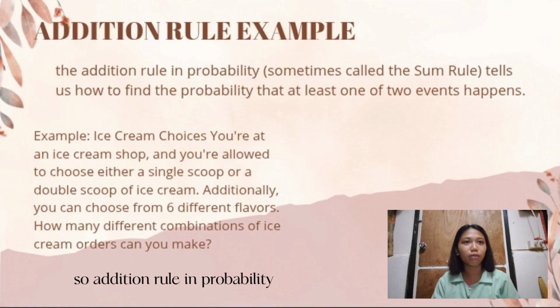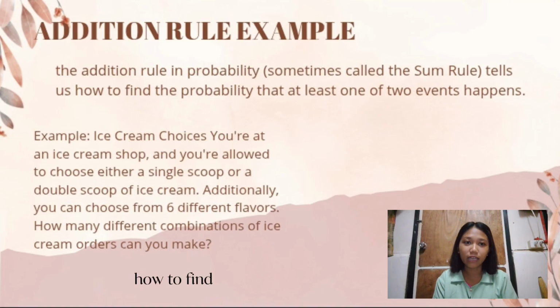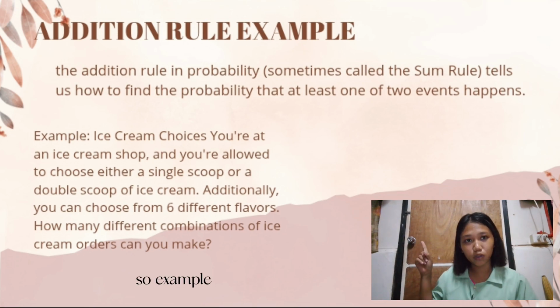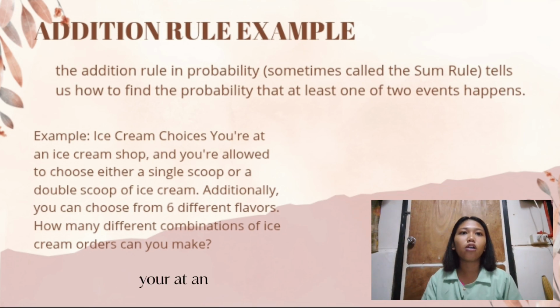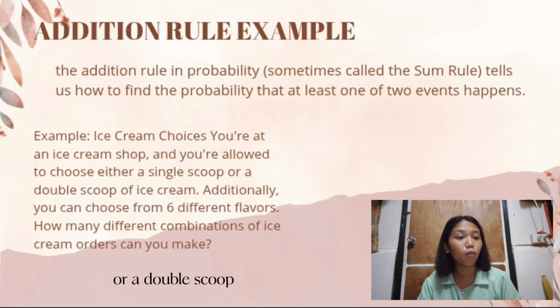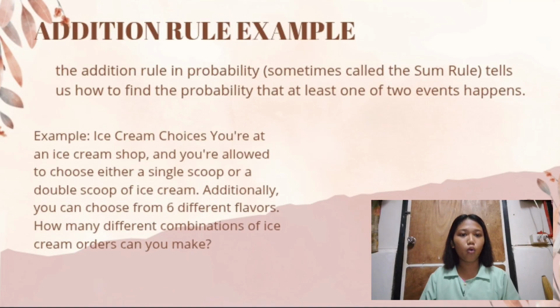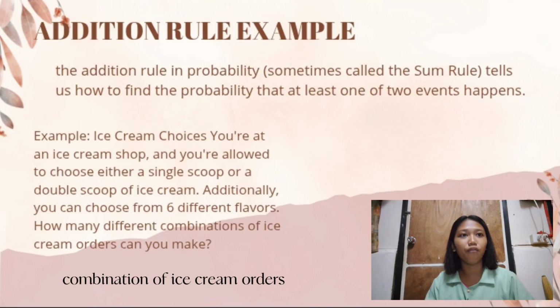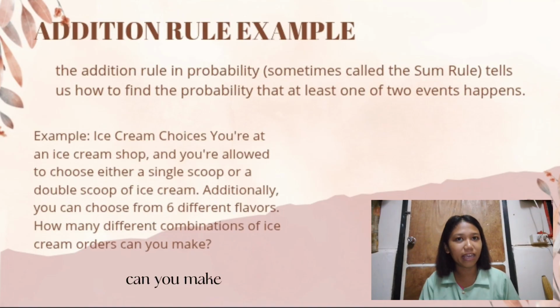The addition rule in probability, sometimes called the sum rule, tells us how to find the probability that at least one of two events happens. So example, ice cream choices. You're at an ice cream shop and you're allowed to choose either a single scoop or a double scoop of ice cream. Additionally, you can choose from 6 different flavors. So how many different combinations of ice cream orders can you make?